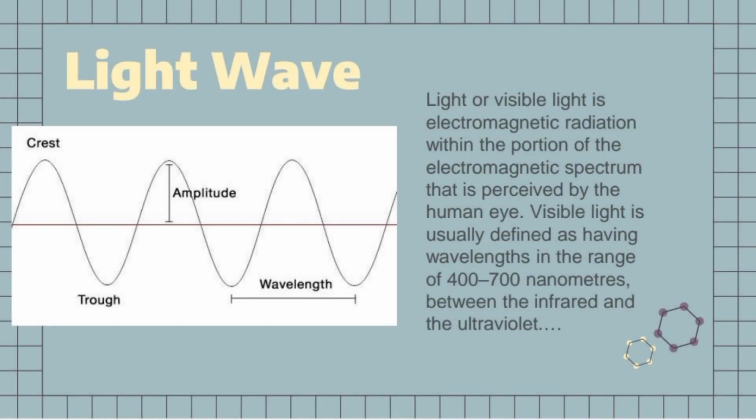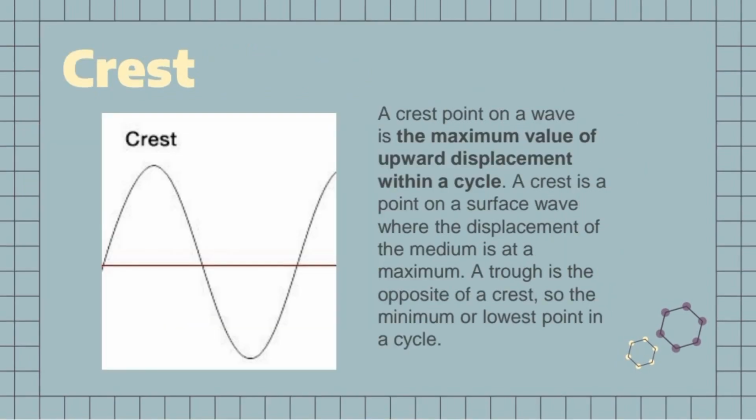Light waves have different parts: the crest, the trough, the amplitude, and the wavelength. Let us define what a light wave is. Light, or visible light, is electromagnetic radiation within the portion of the electromagnetic spectrum that is perceived by the human eye. Visible light is usually defined as having wavelengths in the range of 400 to 700 nanometers, between the infrared and the ultraviolet. We have the crest.